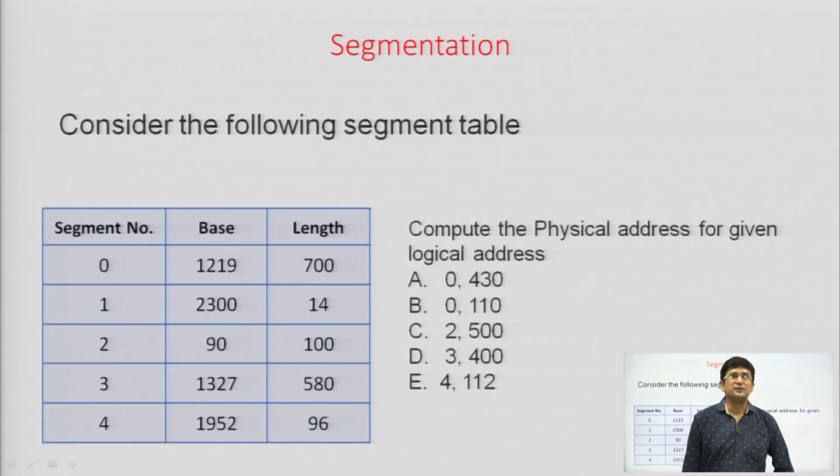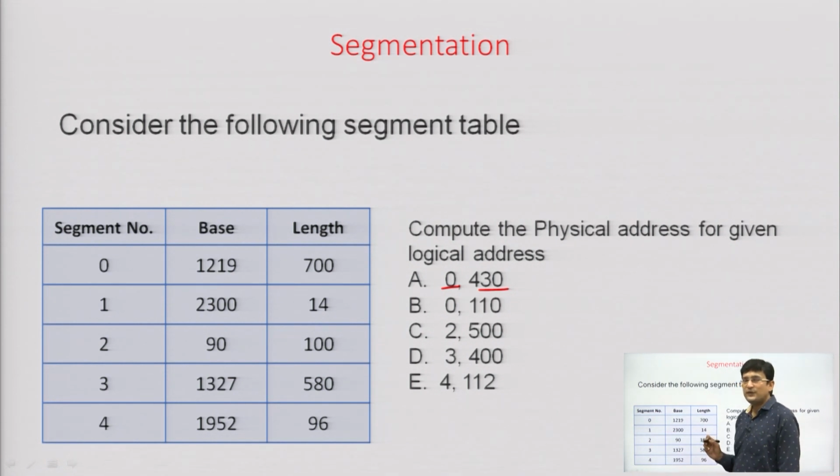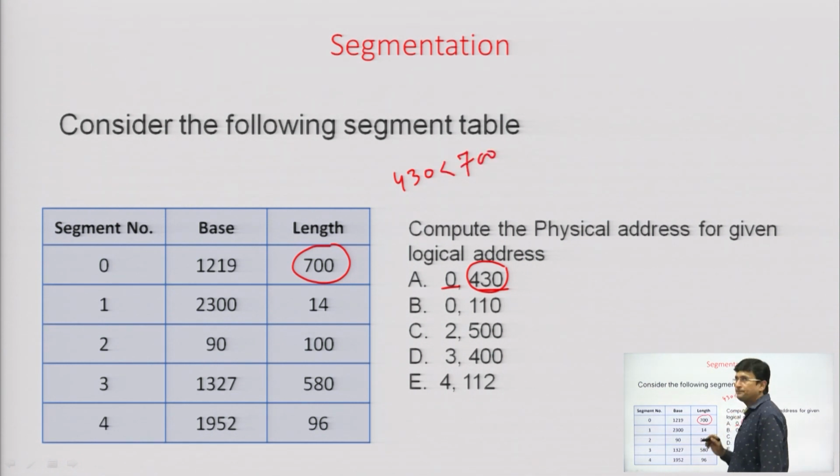Now, let us solve some questions related to this. We have the segment table, and we have to find the physical address for the given logical address. The logical address is 0, 430: segment number, offset. First we should check, for segment 0, whether 430 is a valid address. The length is 700, and 430 is less than 700, so there is no problem. We add the base address 1219 plus the offset 430, and whatever this value is, that is the physical address.